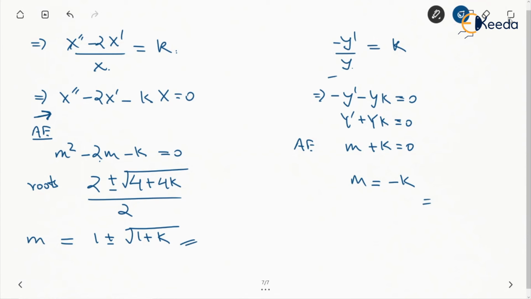Now there is a possibility that this term 1 plus k can be positive. In that case, we will have real and different roots. In case this 1 plus k becomes 0, we will have real and equal roots for this case. And in case 1 plus k becomes, let's say, negative, then we will have complex conjugate roots, and accordingly we can have sine and cosine functions for the solutions, right?